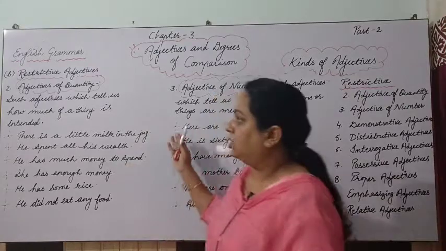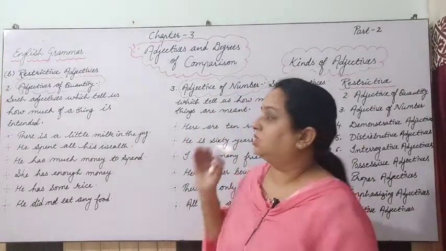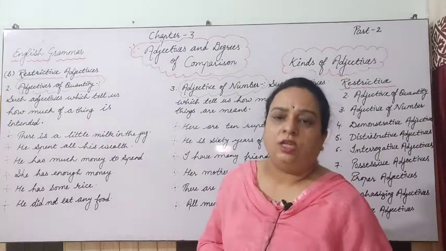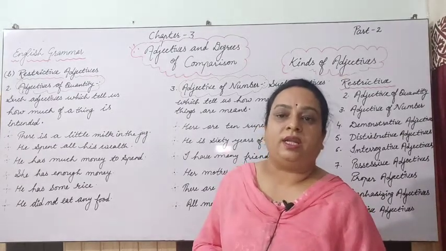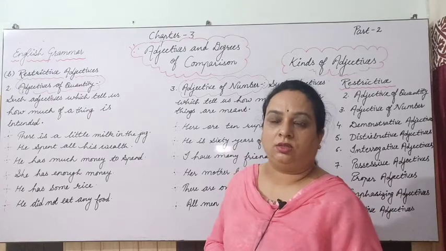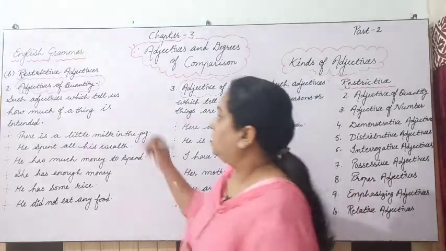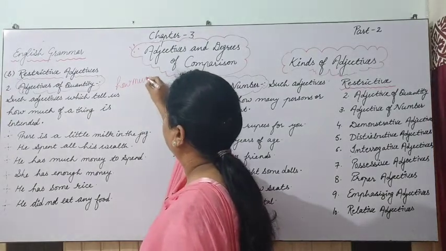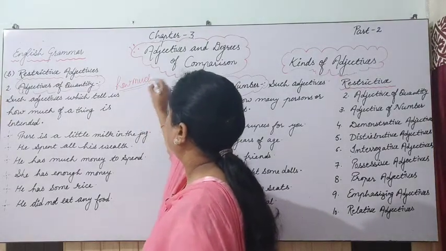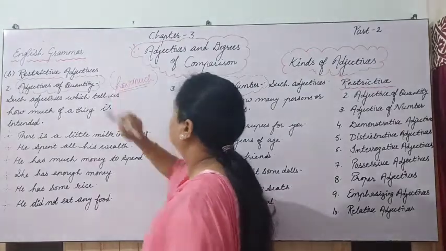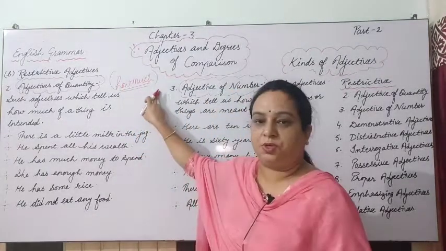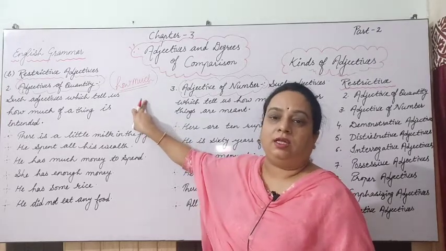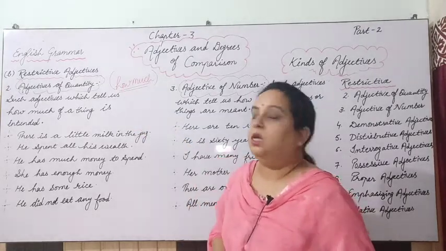So let's talk about the first kind of restrictive adjectives, that is adjective of quantity. What do you mean by the word quantity? Quantity is what? How much. We can frame the question with this expression, how much, and whatever the answer will be, that will be adjective of quantity, right?